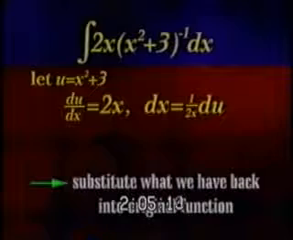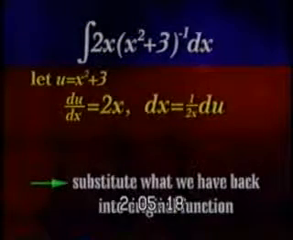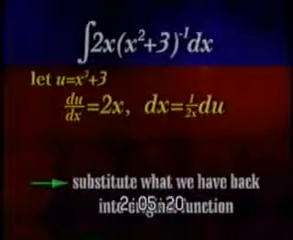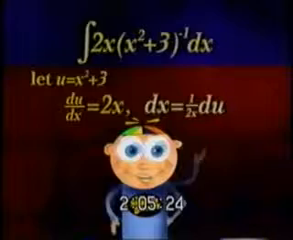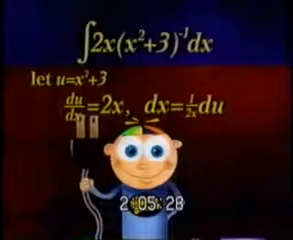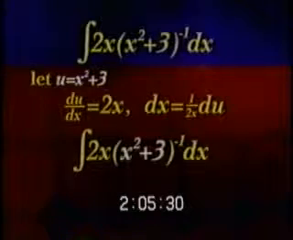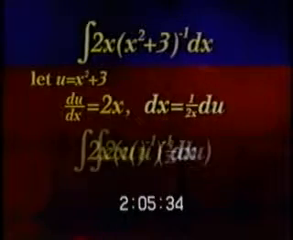Now substitute what we have back into the original function, 2x times the quantity x squared plus 3 raised to the negative 1 power. And what do we have, you ask? Well, we just found dx, and we know what u is, so we can just plug in those values. First, we sub in the u for x squared plus 3, and then 1 over 2x du for dx.